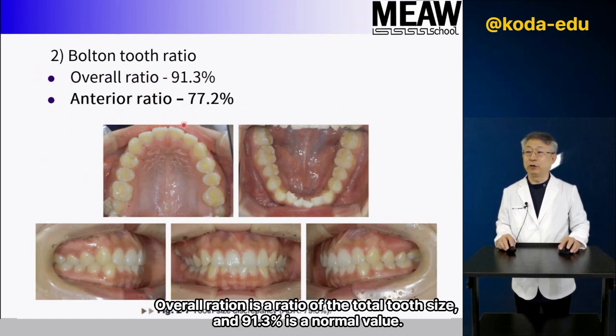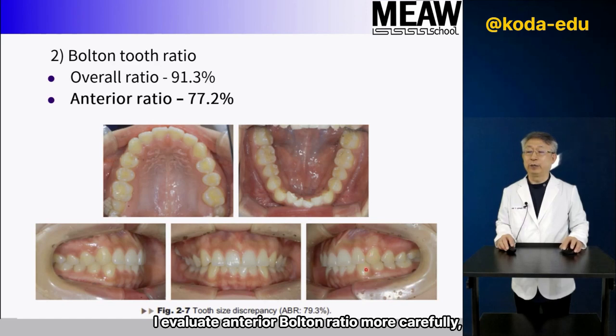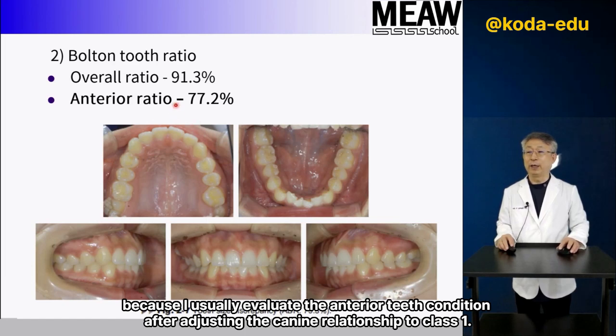Overall ratio is a ratio of the total tooth size, and 91.3 is a normal value. I evaluate anterior Bolton ratio more carefully, because I usually evaluate the anterior teeth condition after adjusting the canine relationship to class 1.